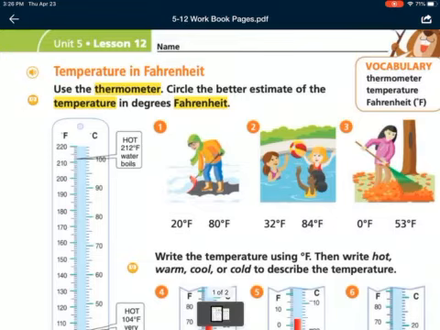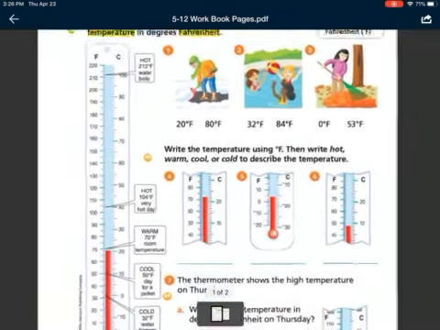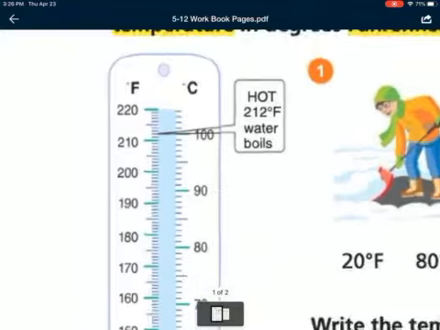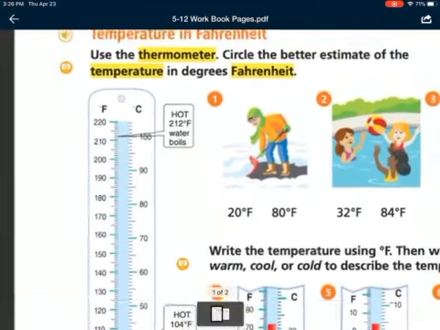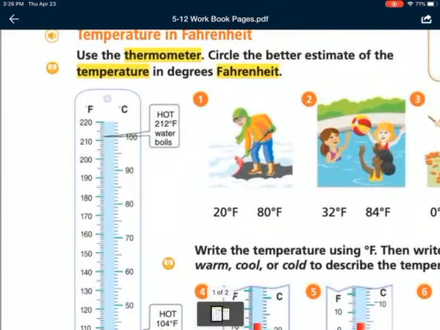So with temperature, you would use the thermometer. You would circle the better estimate of the temperature in degrees Fahrenheit. Just knowing that on a thermometer, you have two different parts: you have Fahrenheit and you have Celsius. It's really important that whenever you're doing work with this, you're paying attention to which side you're going to be looking at.